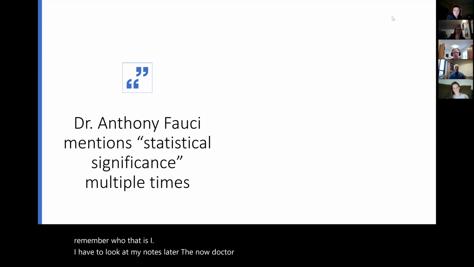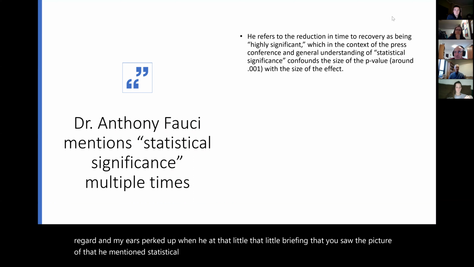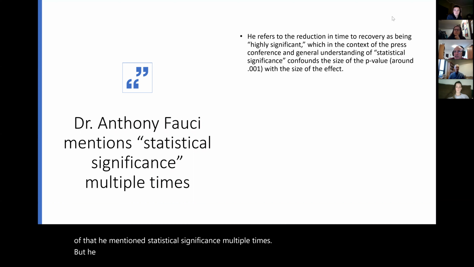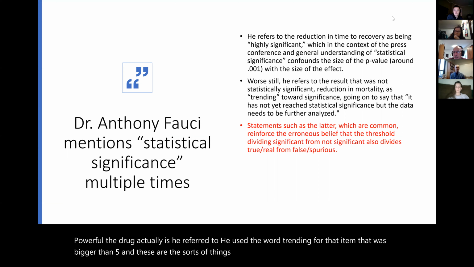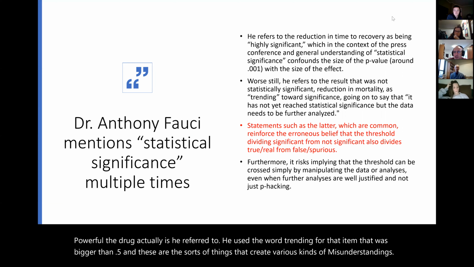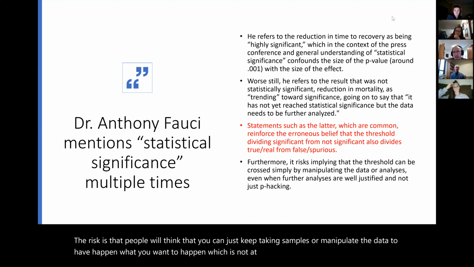Now, Dr. Fauci is somebody who I hold in super high regard, and my ears perked up when, at that little briefing that you saw the picture of, he mentioned statistical significance multiple times. He referred to the reduction in time to recovery as being highly significant, which is a technical term, but it's about the size of the p-value. It's not about how powerful the drug actually is. He used the word trending for that item that was bigger than 0.05. And these are the sorts of things that create various kinds of misunderstandings. The risk is that people will think that you can just keep taking samples or manipulate the data to have happen what you want to happen, which is not at all what he meant, but it is what comes across.